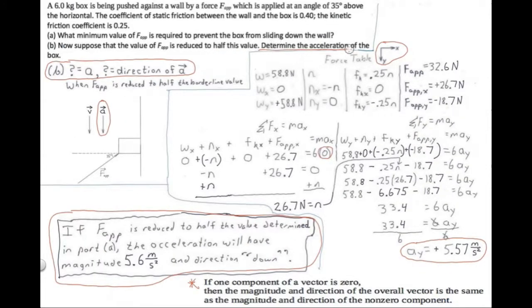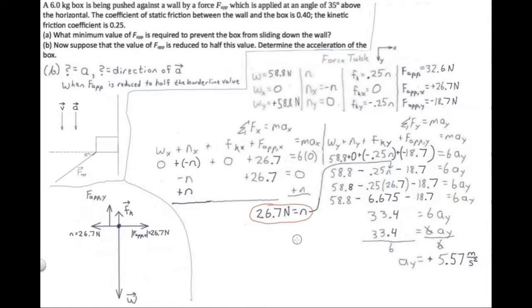Now we're ready to answer the question for part B. I interpret the question for part B as asking for the magnitude and direction of the overall acceleration vector. A sub x is 0, so the overall acceleration vector will have the same magnitude and direction as a sub y. Our result for a sub y is positive. The positive y direction is down, so the acceleration vector points down, as I've drawn here. A sub y has magnitude 5.57 meters per second squared, so the overall acceleration vector has that same magnitude, which I will round to 2 digits.